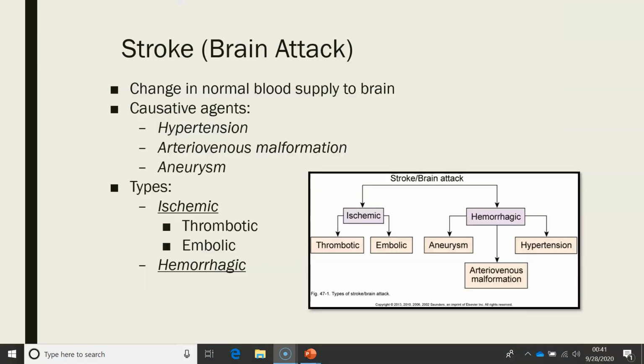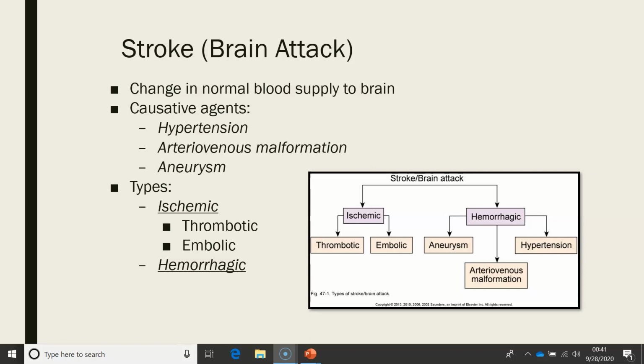So what is a stroke? In the community nowadays, they're calling it a brain attack. The reason they're calling it a brain attack is because that way people will associate it with the importance that they give a heart attack. Because everyone knows, because it's been publicized longer, that with a heart attack, it's important to get a person to the hospital. So they're trying to do the same by calling a stroke a brain attack, because they are very similar. They're both changes in normal blood supply.